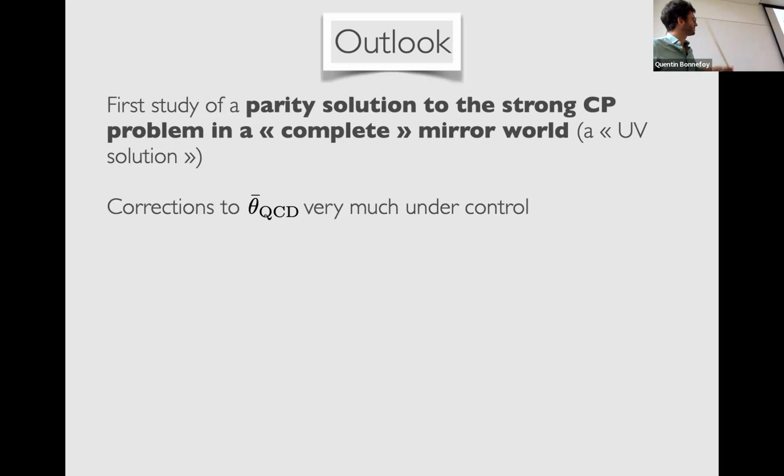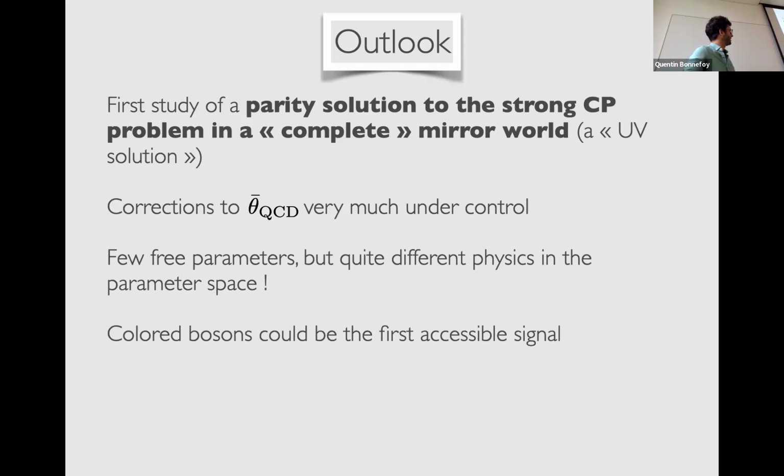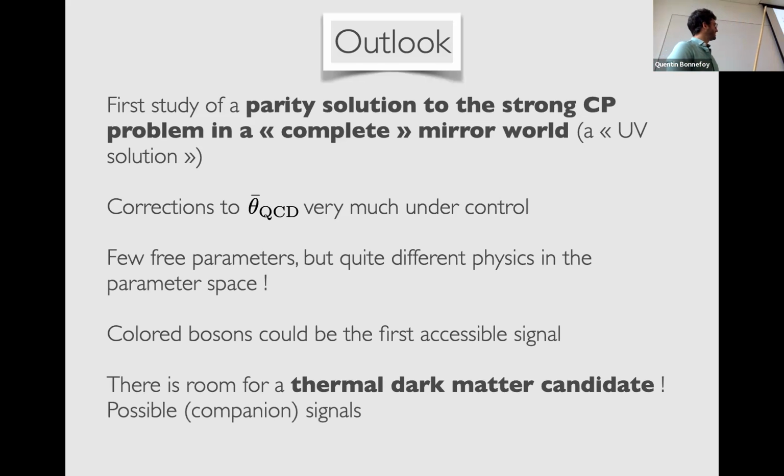As we said, in that model the loop corrections are very much under control, and so are the non-perturbative corrections from small instantons. We have a small parameter space, which is nice to really explore the full extent of the model, but we still can get quite different physics in it. As I said, we can have a colored boson as the first accessible signal. And there is some room for a thermal dark matter candidate, which I think is the first one in this class of models, and which comes with possible signals, like the irreducible direct detection signal, or companion signals coming from the presence of this loop.